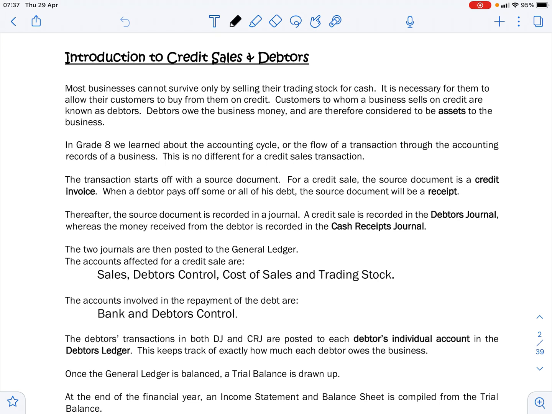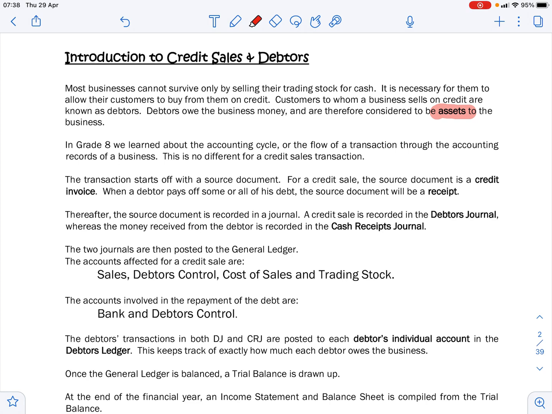In grade 8, we learned about the accounting cycle, or the flow of transactions through accounting, and there's nothing different for a credit sales transaction. Now, when we think about the concept credit, all it means is that we take the goods now and we pay later. In essence, we are selling on credit, so people would take goods from us and they would pay us later. Now, debtors are people who owe the business money and therefore are considered to be assets.